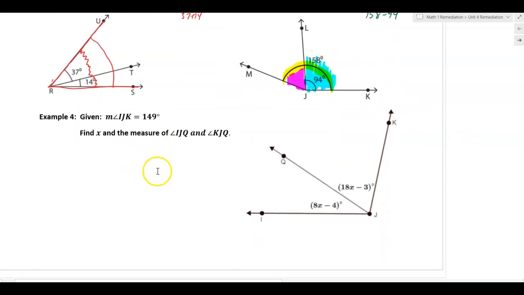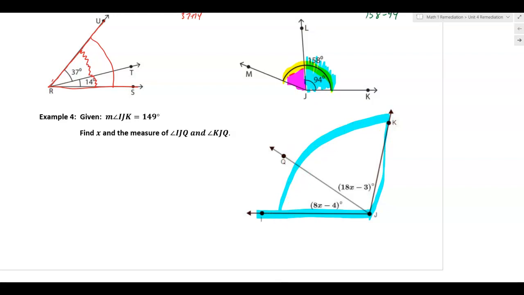Now the next one, angle IJK, from I to J to K. They're telling me this angle is 149 degrees. If I look, that big angle is a combination of this angle and this angle. So what am I going to do with those two angles? I know 18x minus 3 plus 8x minus 4. These two angles have to add up to 149 degrees.